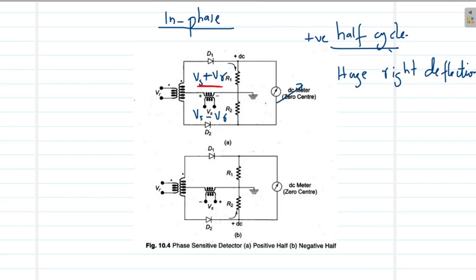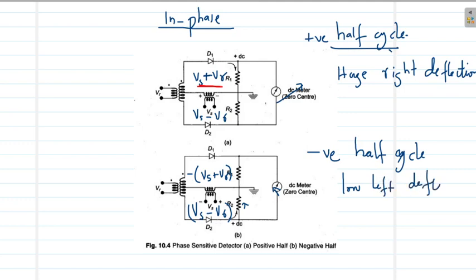Now during the negative half cycle, all voltages are reversed in phase, but as we have seen, the voltage developed in the upper half is minus of Vs plus Vr, a voltage that is reverse biasing diode 1, and in the lower half we again have Vs minus Vr or Vr minus Vs voltage. So you can see that leads to a lower deflection of the DC meter towards the left. So a low left deflection is what happens during the negative half cycle.